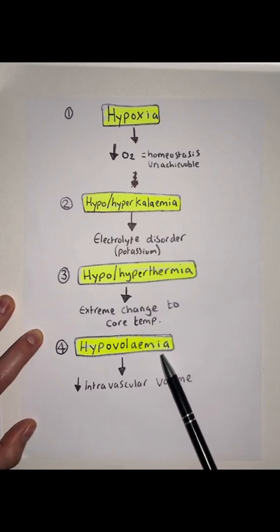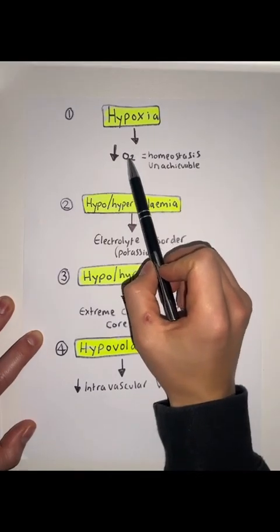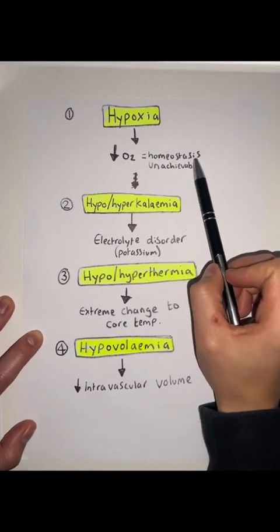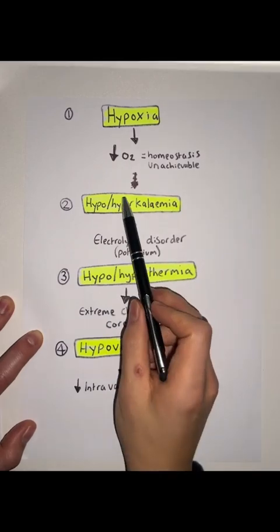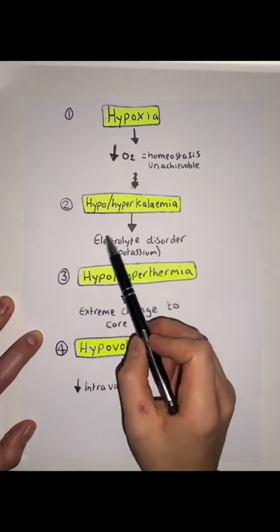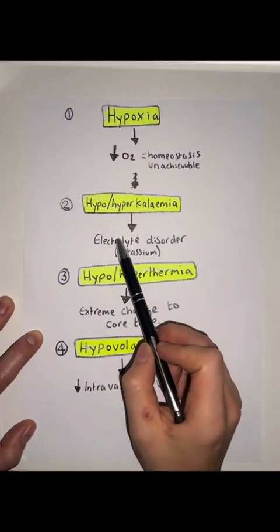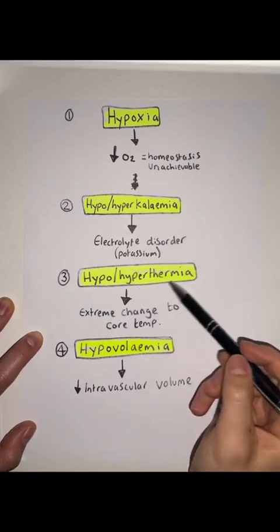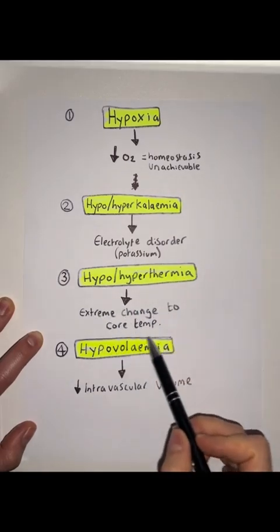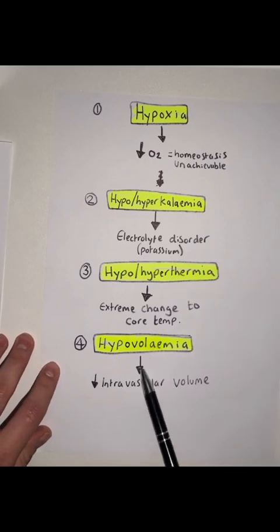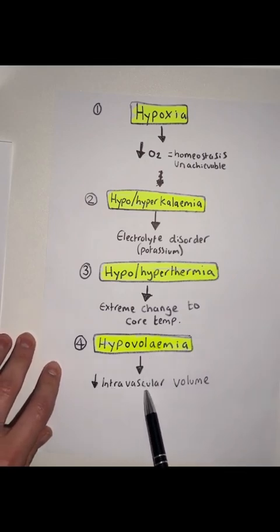hypo/hyperthermia, and hypovolemia. Hypoxia is inadequate oxygenation, which means homeostasis is unachievable. Hypo/hyperkalemia means your potassium's all out of order and it'll either be really high or really low. Hypo/hyperthermia is an extreme change to your core temperature, and hypovolemia means you'll have a drop in your intravascular volume, so you'll be losing blood or fluid from somewhere.